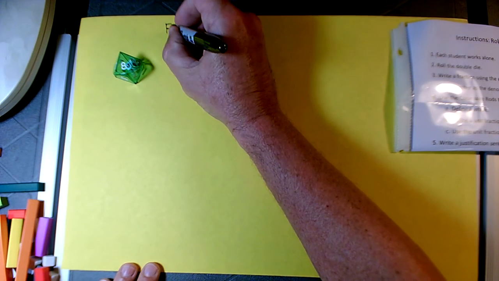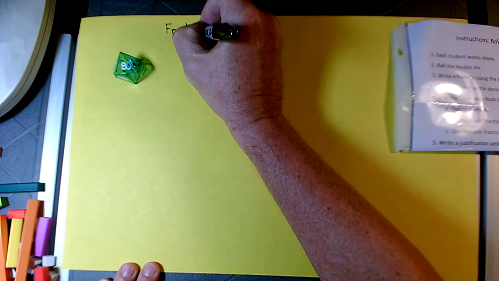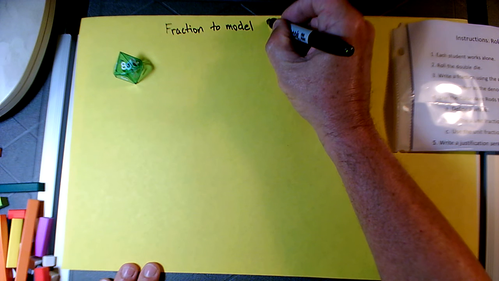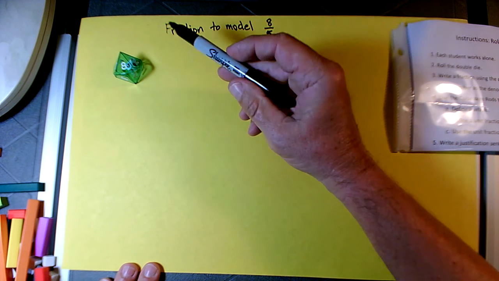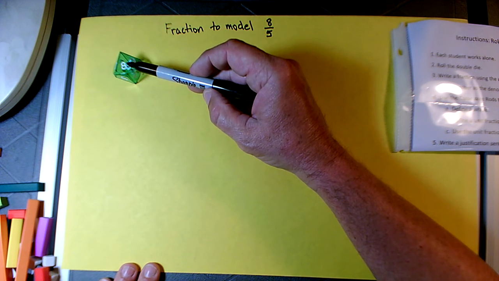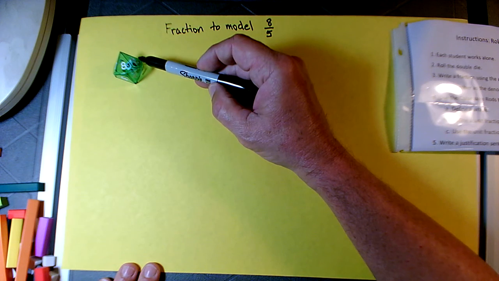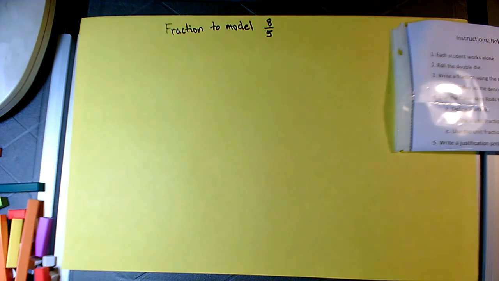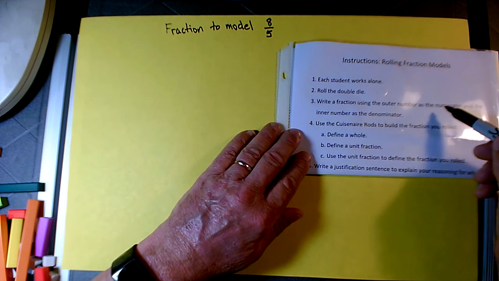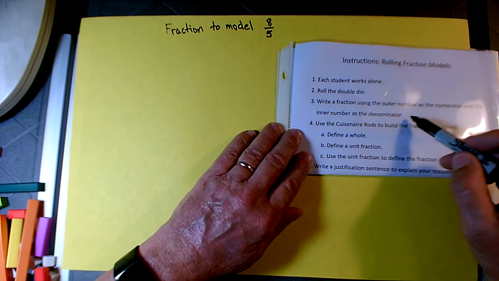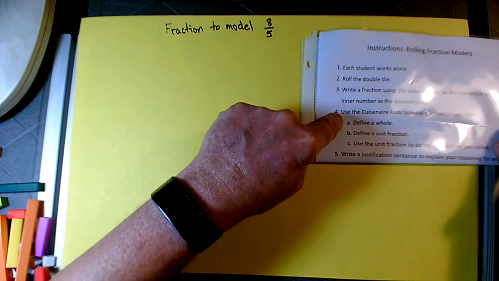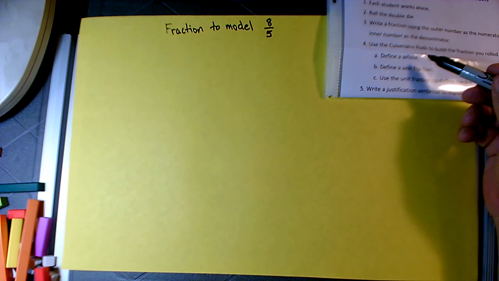So the fraction to model is 8 over 5. Notice that I'm using the outer die for the numerator and the inner die for the denominator, and that one came up to be 8 over 5. Okay, once you've used the die for that, now it's time to build the model. It says write the fraction using the outer number as the numerator and the inner number as the denominator. That's what I just did. Use the Cuisenaire rods to build the fraction that you rolled, and then it gives some reminders.